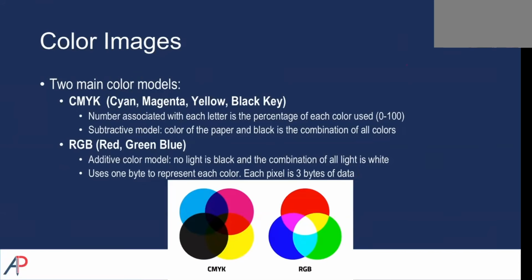So if you think about it like this, for a subtractive model, if you have no colors, then you have white. That's the reason why it's a subtractive model, because if you remove the colors, you get a white base. Whereas for RGB, if you want white, you have to add all the colors in, which is why we call it an additive color model. So subtractive model, because if you want white, you must remove all the colors.